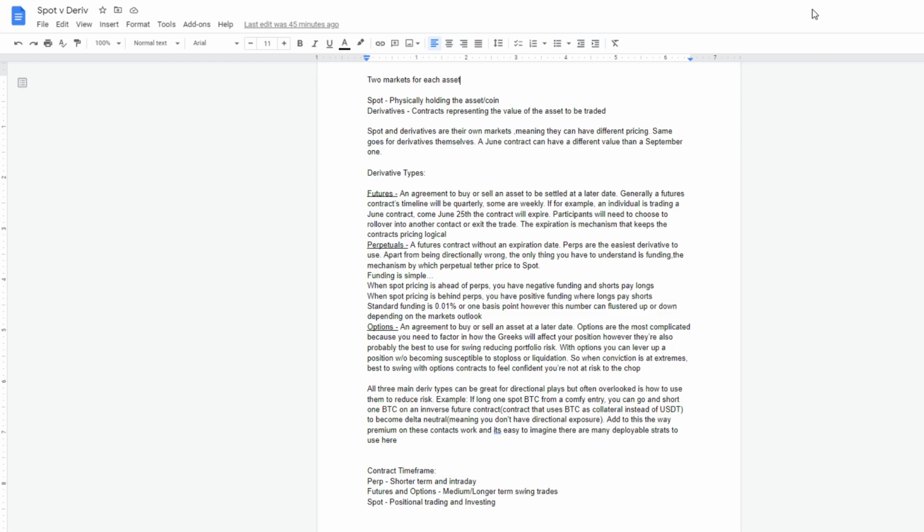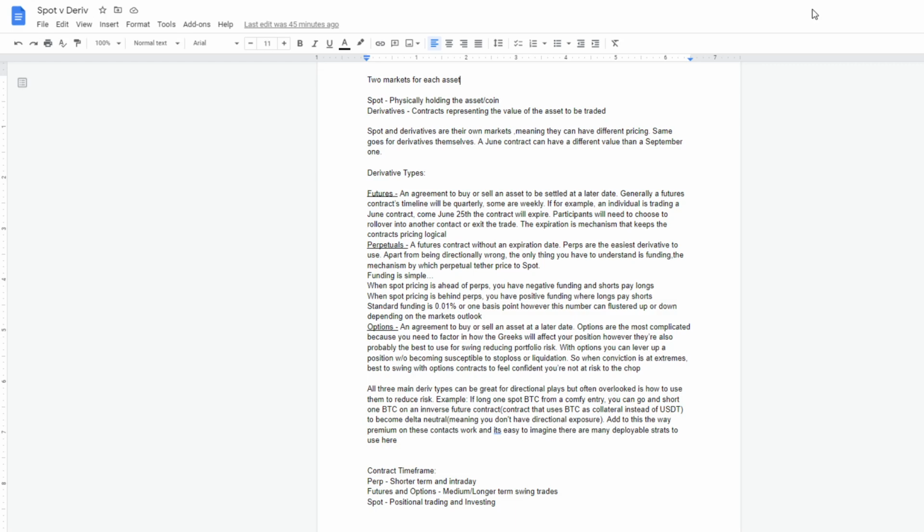Because apart from being directionally wrong, the only thing you have to worry about with a perpetual contract is the funding, and funding is a pretty simple thing. It's the mechanism by which perpetuals tether the price of the perpetual contract to spot. And how this works is that when spot is ahead of the perpetual, you have negative funding, and shorts are going to pay longs.